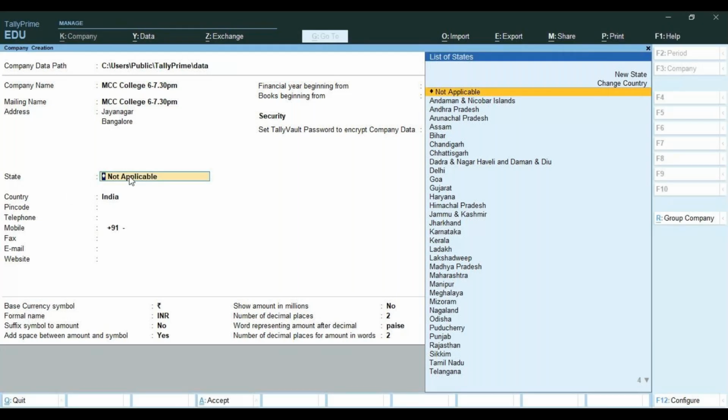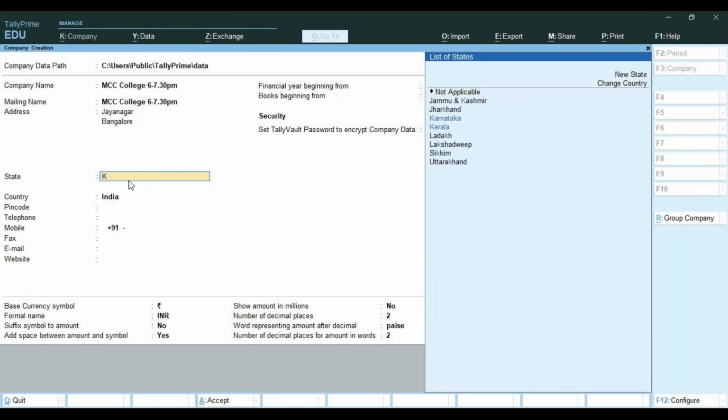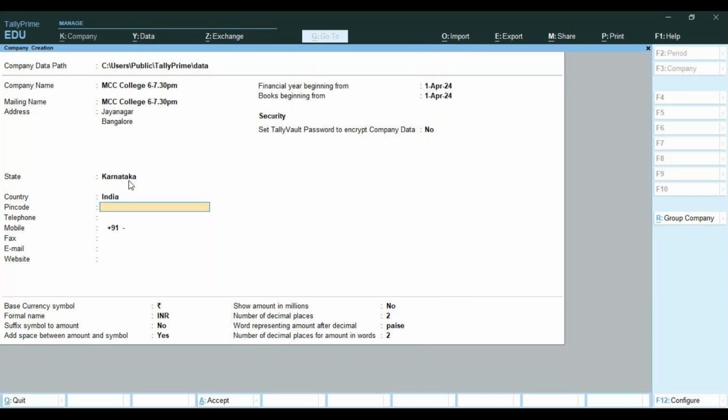Then when you come to the state, automatically to your right you can see a list of states is open. So you can click from the mouse as you can see here, or what you can do here is type like KAR. See, when I press K, automatically all the list comes. Say KAR, Karnataka, enter.